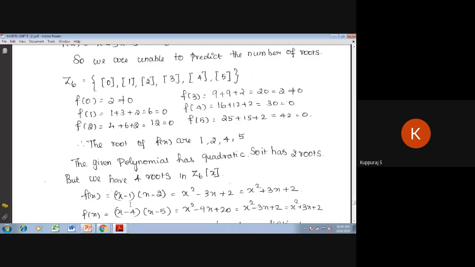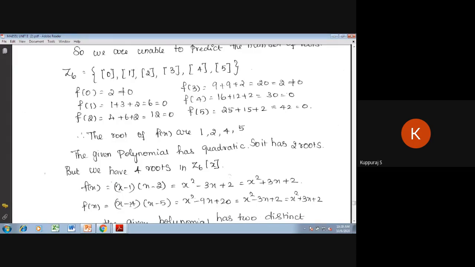But the coefficient minus 3 does not belong to Z6. Therefore, minus 3 is congruent to plus 3 under mod 6. When minus 3 is divided by the mod value 6, you get the remainder plus 3. So that's why I am replacing minus 3 with plus 3, since minus 3 is congruent to plus 3 under mod 6.